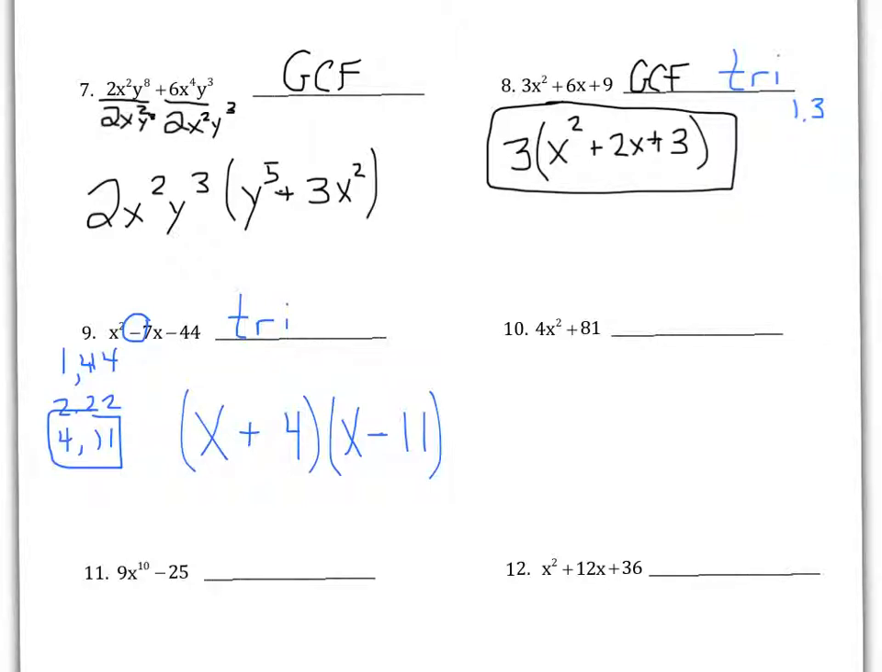Number 10, looks right away that it could be difference of two squares, but what's the problem here? Yeah, right there. That thing is a plus sign. So it is not a difference of 2 squares. There's no common factor. It's not a trinomial. So this one is prime.